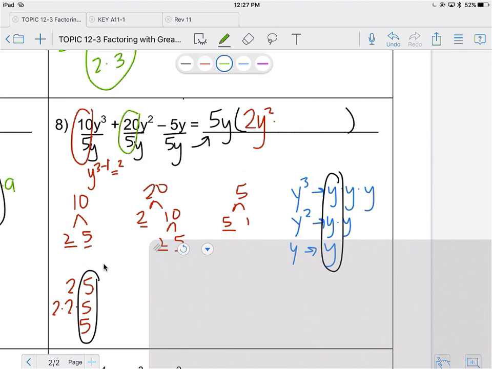20 divided by 5 is 4. Y squared divided by y is y. We subtract. Negative 5 divided by 5 is a negative 1, and my y's cancel. Note that in my parentheses, all of my numbers have gotten smaller and all of my letters have gotten smaller because I'm dividing out a number and a letter from every term.